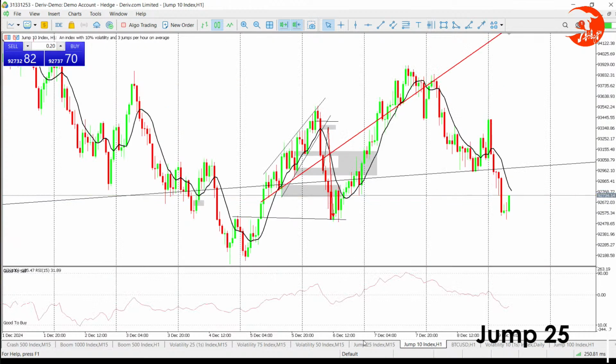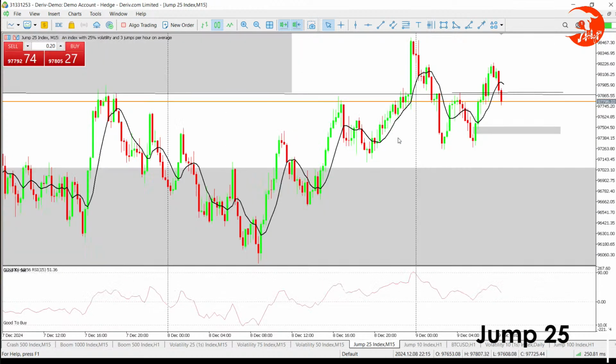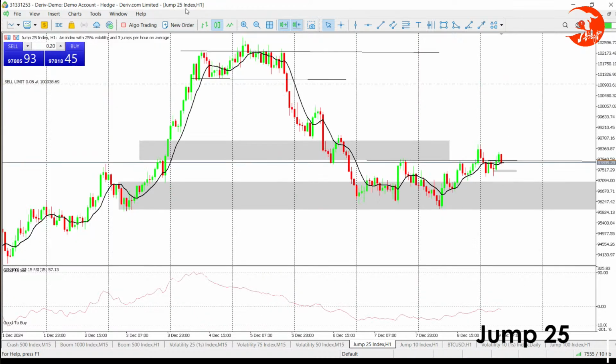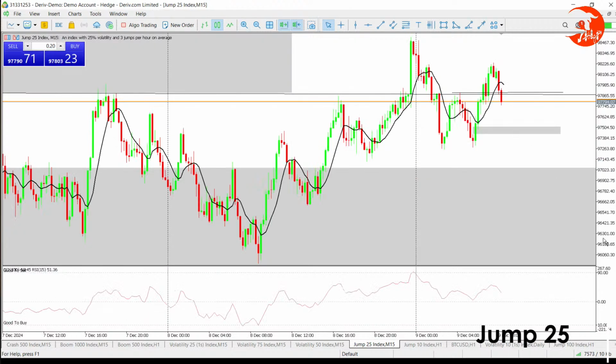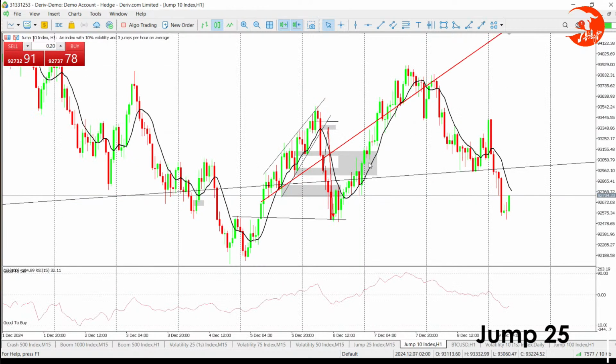I know that I will be looking for buys, so I will wait for opportunities for buys. I won't risk looking for sales at all. Yeah, that's it for me on this asset. Let me now head over to Jump 10, which is our last asset. Jump 10.